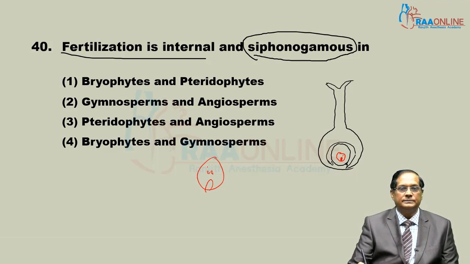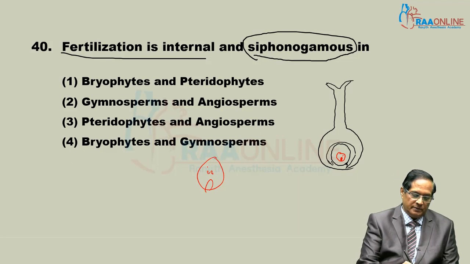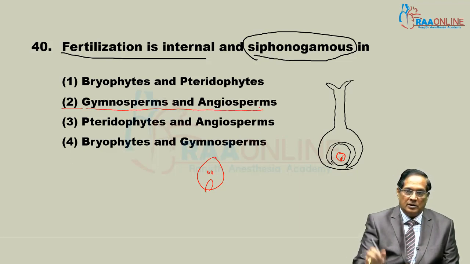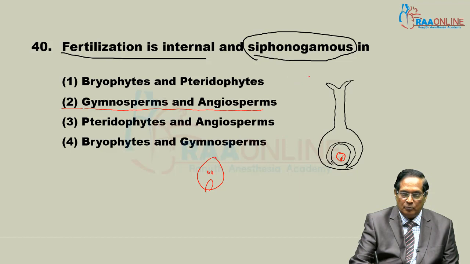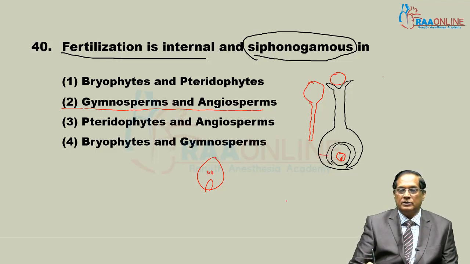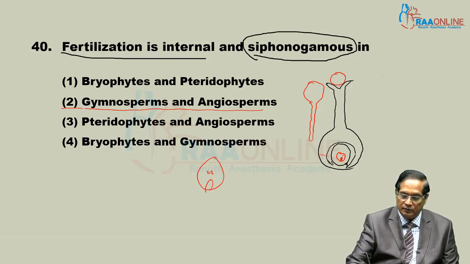In both gymnosperms and angiosperms, the pollen grain forms a pollen tube. This is the case of angiosperm. This is the pollen grain. The pollen grain germinates and forms the pollen tube, and this pollen tube grows and reaches the female gametophyte.